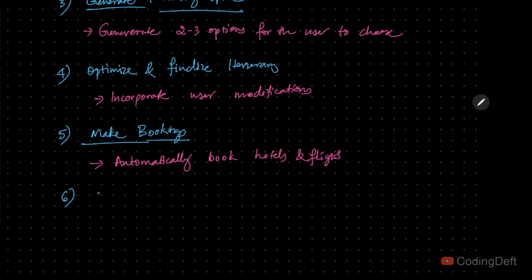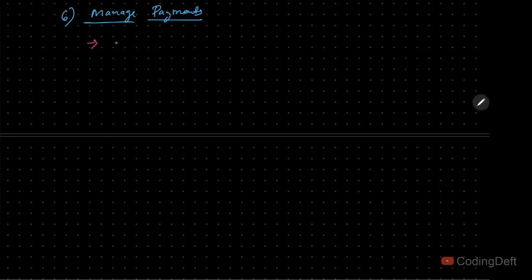Next is manage payments. So we can have the agent handle payment securely or even have human intervention. Let us say you are concerned about the payment and you don't want the tool to do the payment automatically, you want to do it manually. So you can configure it to have the user do the payment.